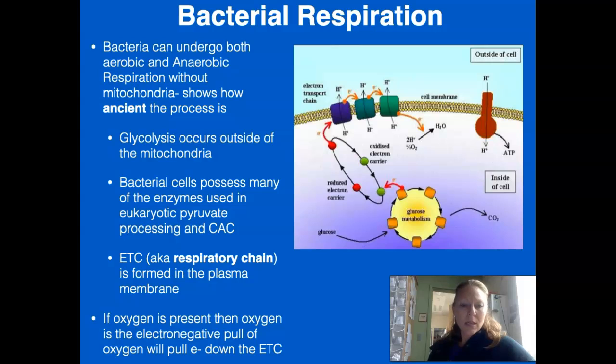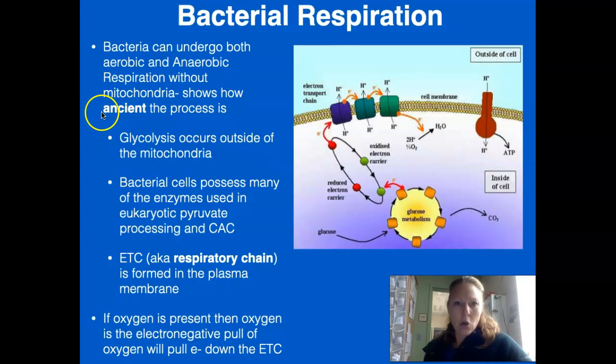And so the electron transport chain is formed in the plasma membrane. And if oxygen is present in the process or in the environment, it will be used to pull down that electron. And that electron, as you know, is going to attach to water and we'll breathe it out, or it'll be removed from the process.